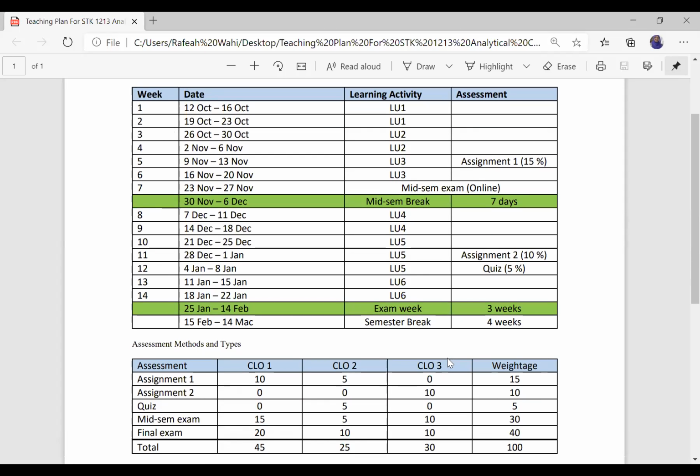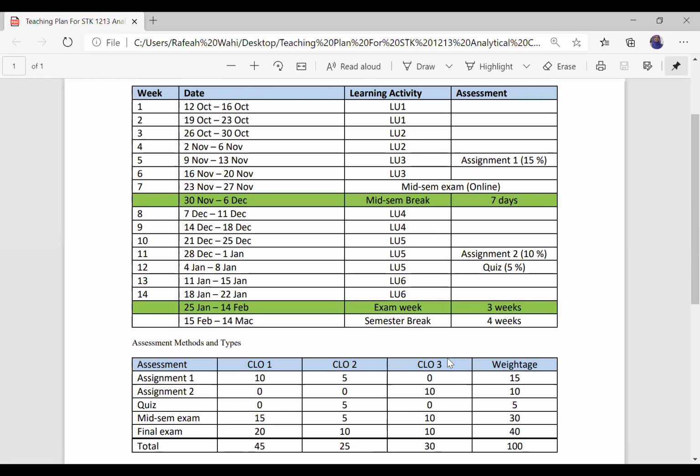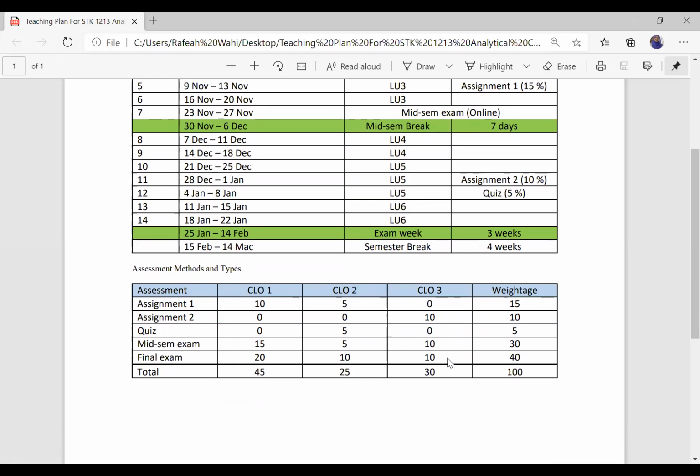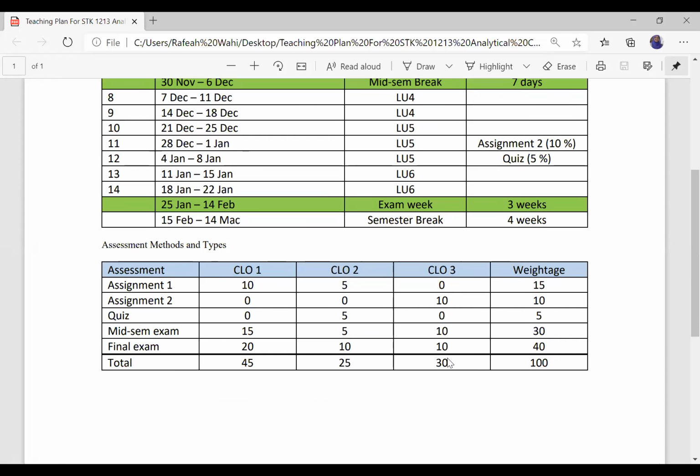And assignment 2 will be on week 11. Quiz will be on week 12. And your final exam would be starting 25th January to 14 February. That is 3 weeks of exam weeks. We still don't know the specific schedule for this course. All right. Now this is how you are going to be assessed.